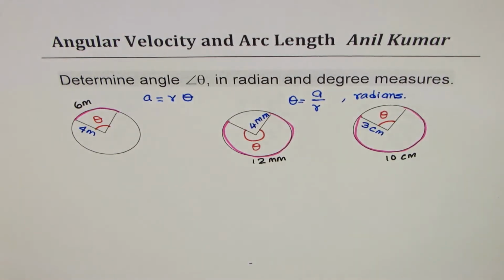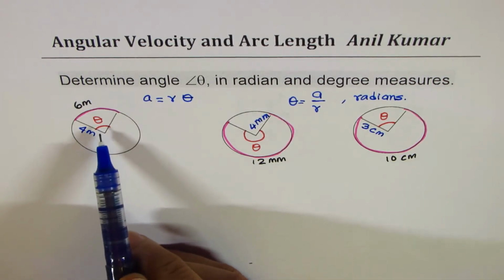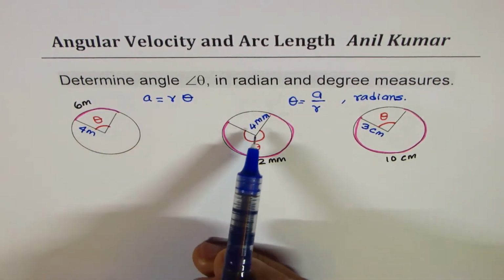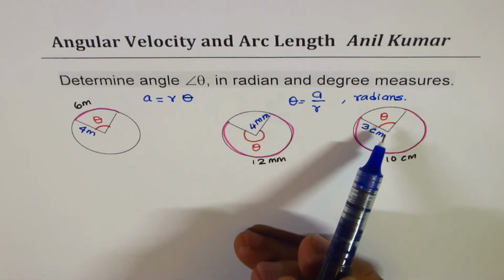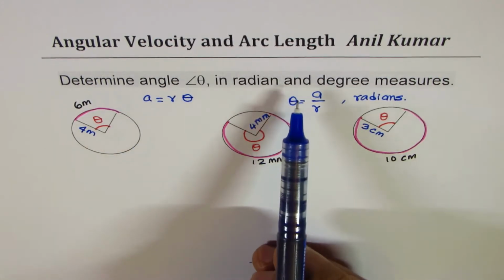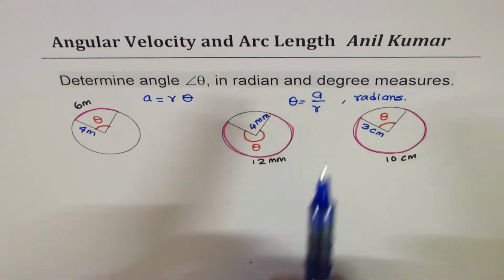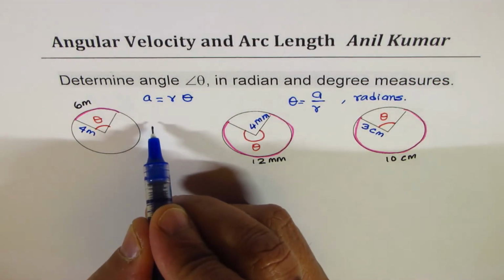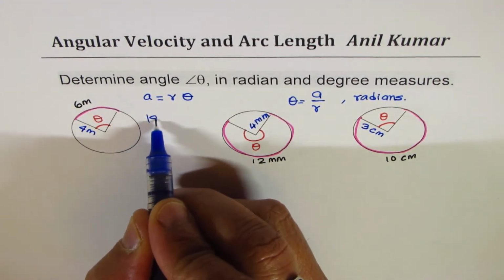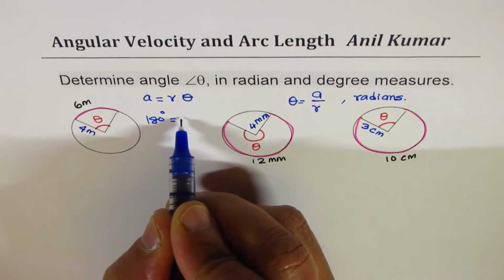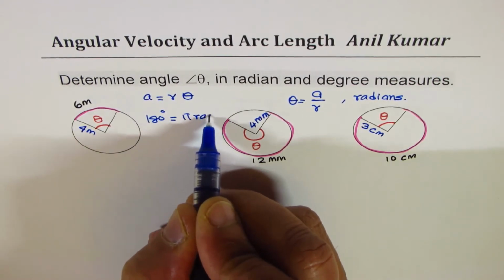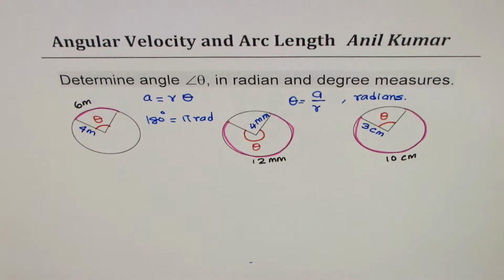And if you don't write any units, it is assumed to be radians. Perfect. So whatever angle you want will always be given in radians. To convert to degrees, what do we use? We use the relation that 180 degrees is equal to pi radians, correct? So that is how you're going to solve this question.